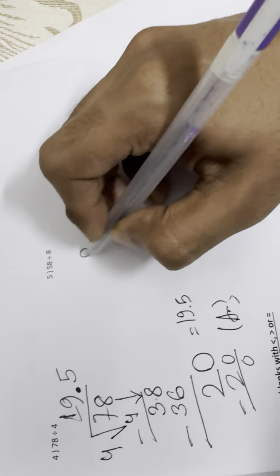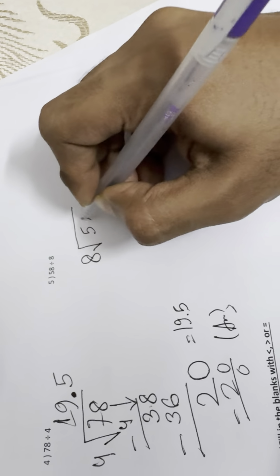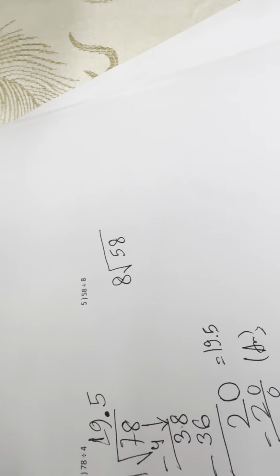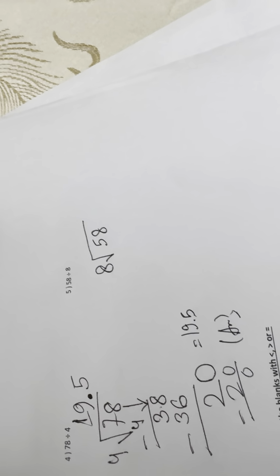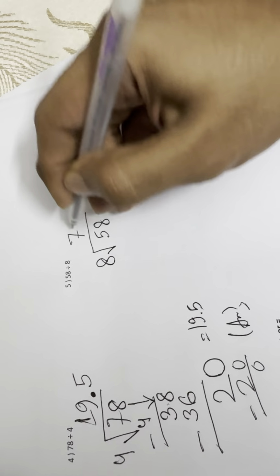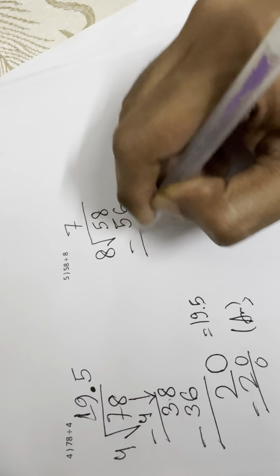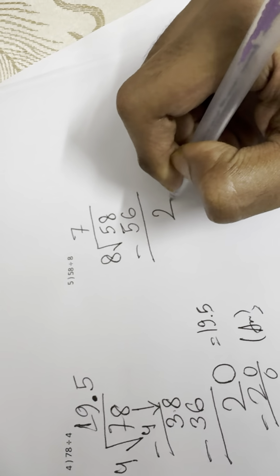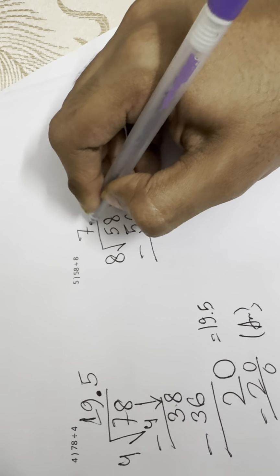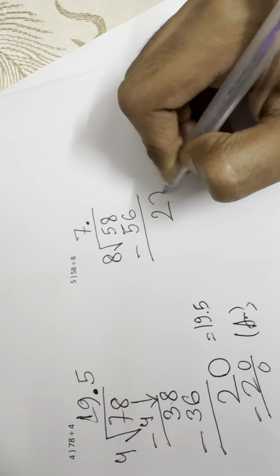Now let us look into this 58 divided by 8. So as we all know, 8 8s that is 64. So we cannot take larger. So 7 8s that is 56. So 8 7s that is 56. 58 minus 56 comes 2, as we all know. So we will take point over here, and with the power of the point we'll get a 0.